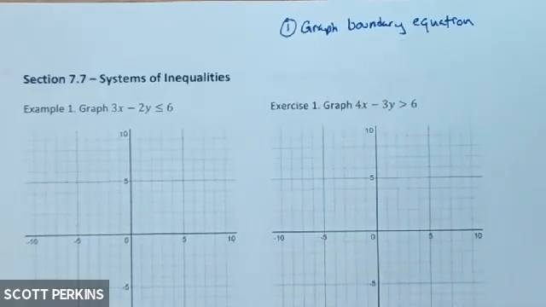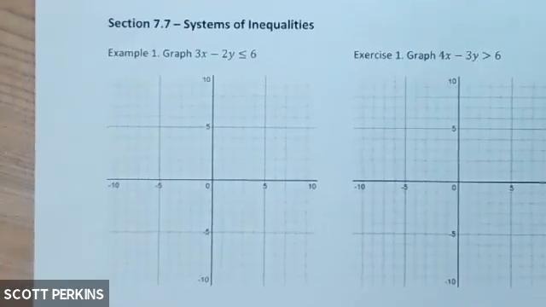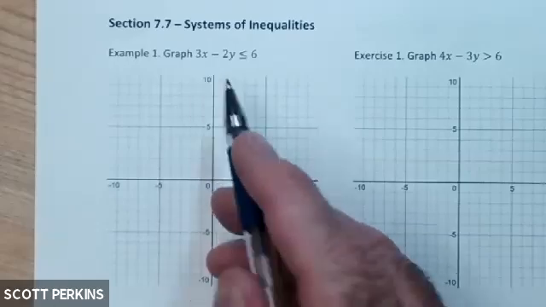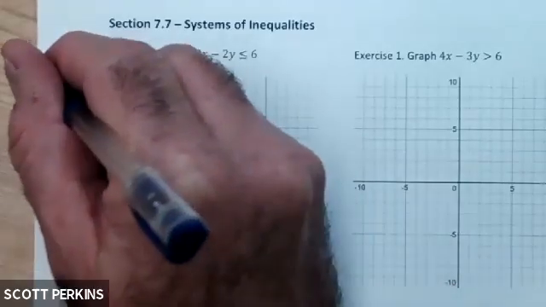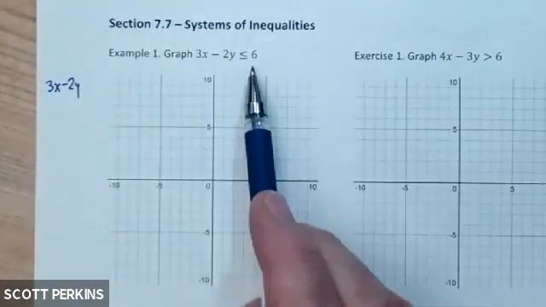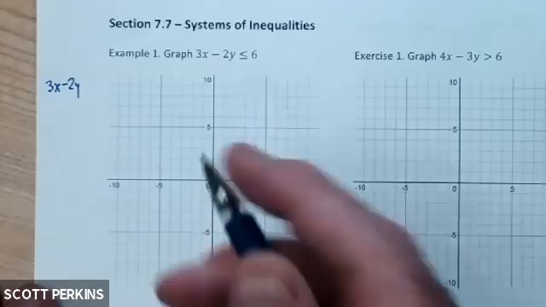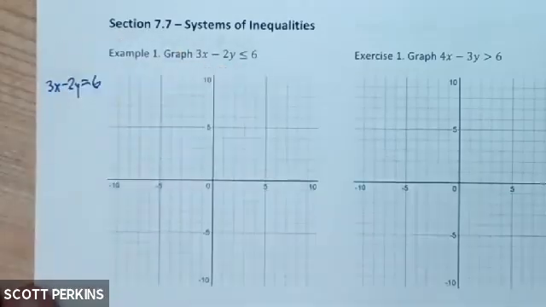This is the part of the process that you know how to do. This is what we spent the whole semester doing, graphing different equations. So none of this is going to be any different for you. So I'm going to come over here to example 1. And we are going to graph the boundary equation for 3x minus 2y. And instead of worrying about the less than or equal to at this point, we'll come back and talk about that in a minute. I am just going to make that an equal to 6.